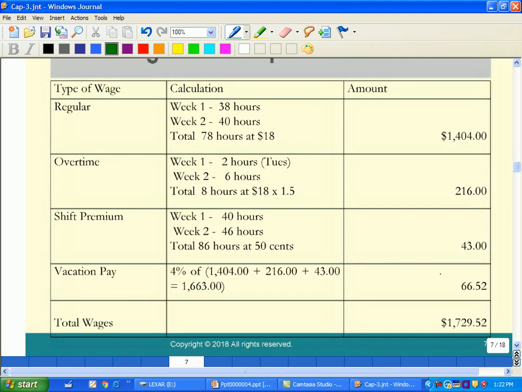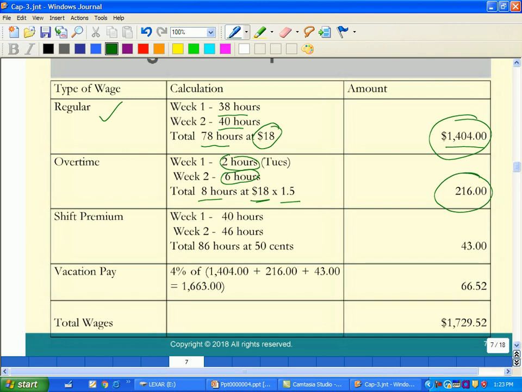For the regular wage, as we understand, it is 38 hours in week 1 and 40 hours in week 2, so the total hours she worked was 78 hours. The rate is $18, so $1,404 was the regular wages. Now, in week 1, 2 hours was overtime, and in week 2, 6 hours were overtime, total 8 hours, 6 plus 2. The rate would be $18, the regular rate, multiplied by 1.5, so it is 216.